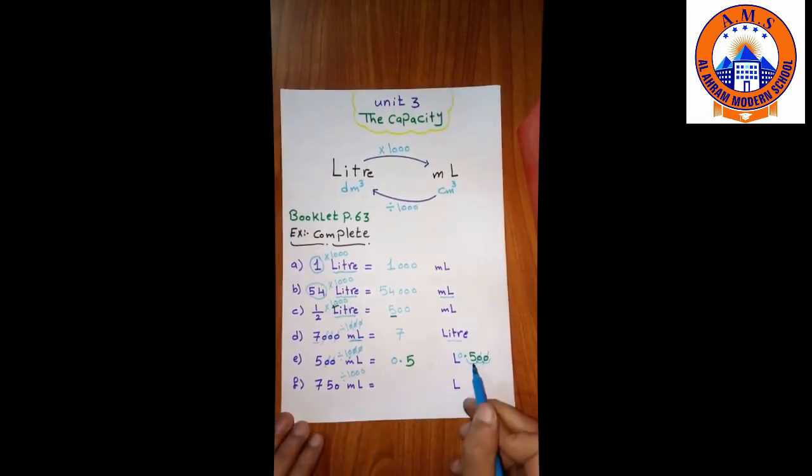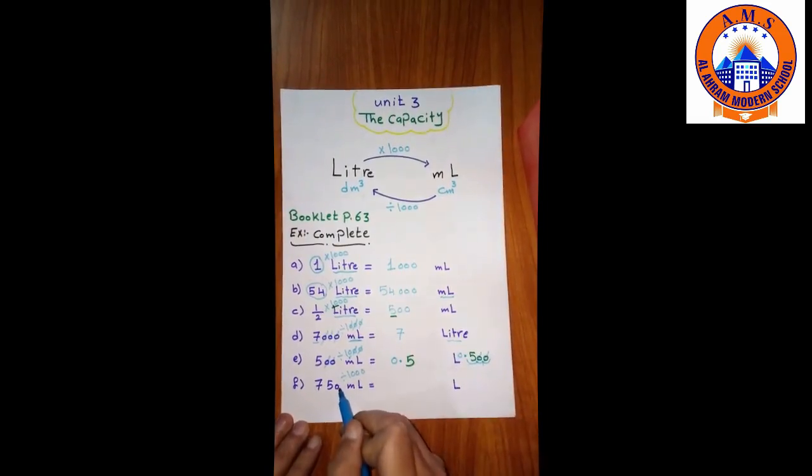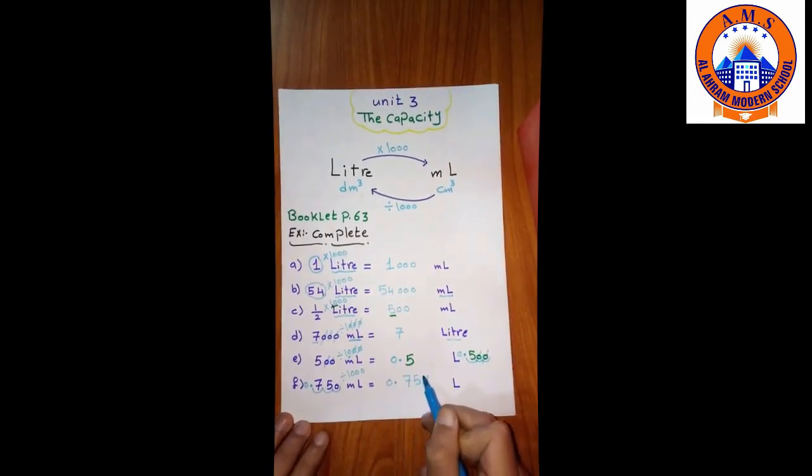So I'm gonna use the second method I used in the previous example. I just will move the decimal point 3 decimal places, 1, 2, 3, and I'm gonna put a point. There are no numbers, so I'm gonna put 0. So the answer is 0.750. You can cancel this 0 because it's after a decimal point.